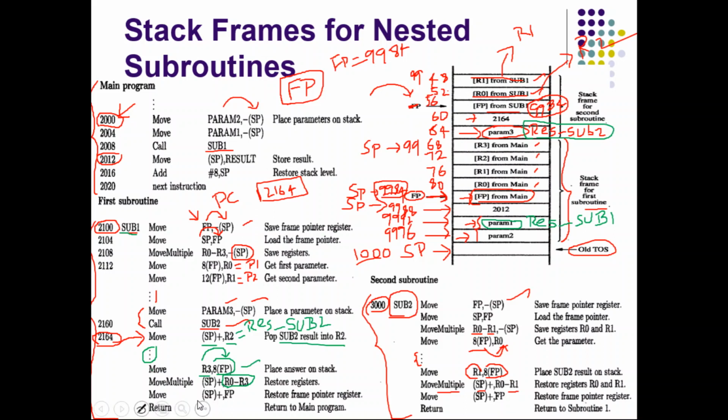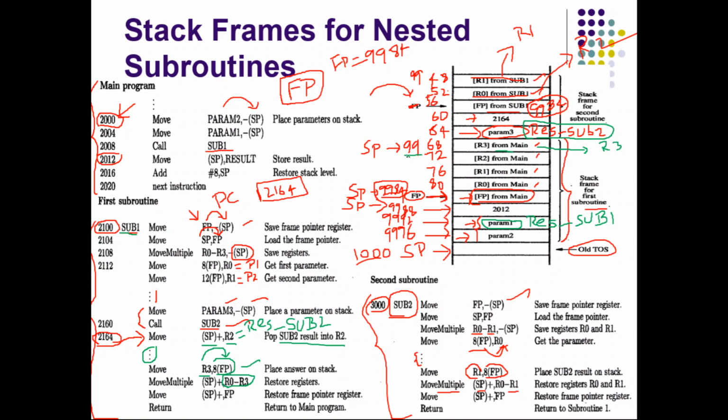So before returning the control, whatever the original values in R0 to R3, that should be retained, so that the main program can continue without any issues. So that is why we are writing this statement, move SP plus R0 to R3. Where is SP? SP is pointing to 9968. This location contains the previous R3 from the main function, so whatever the content here will be moved to R3, right?